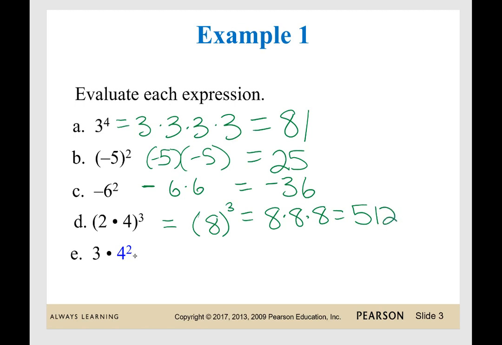In E, notice we do not have parentheses, so we have to do the exponent first. So this is 3 times 4 times 4. And 4 times 4 we know is 16. 3 times 16 is 48. So there's your final answer there. All right, so just a little bit of recap of chapter 1 because I know it's been a little while.